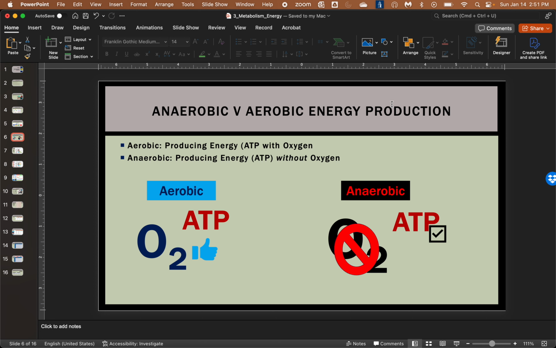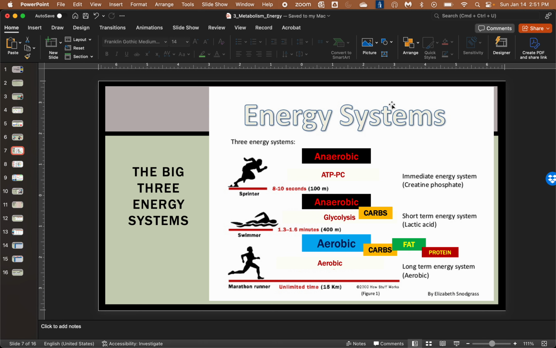We wouldn't be able to get our energy as quickly, and that's why we have another method of producing ATP, and that's anaerobic production of ATP. It doesn't require oxygen, and it's much, much faster. So we have these two categories of energy production. And from those two categories, we peel out three systems under the umbrella of these categories. So under the umbrella of anaerobic production, we have two systems.